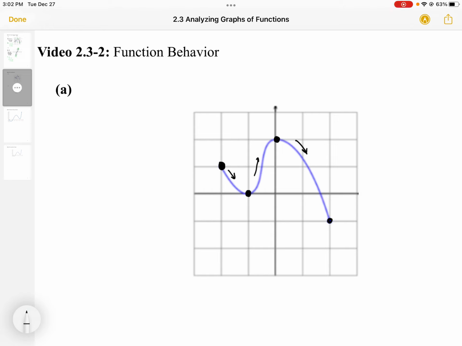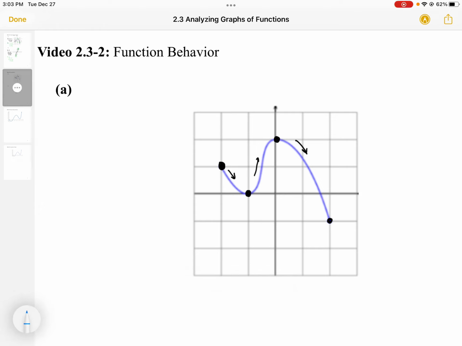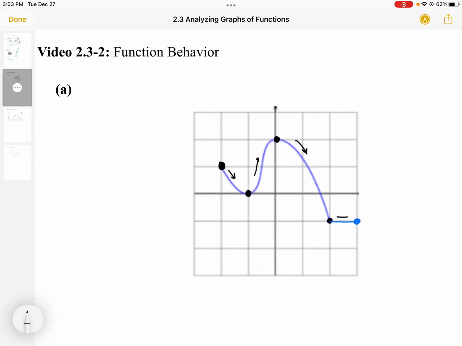So we have intervals where the graph is increasing, and we have intervals where the graph is decreasing. We do not have any intervals where the graph is constant. If the graph was constant, then it would be flat. So let me just add another piece to this. Okay, let's say the graph continued to this point. Then from those last 2 points, the graph would be constant there.